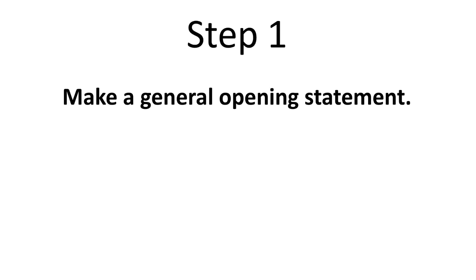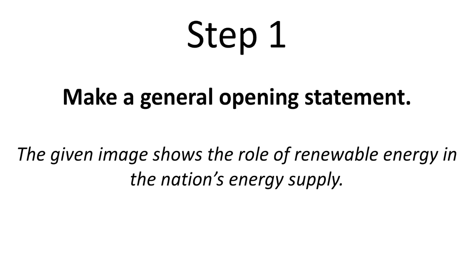So for the image that we just saw, if possible, you will make a general statement like, the given image shows the role of renewable energy in the nation's energy supply. So what you've basically done is you've just read what the title of the image was, and then you have made an overview statement which is very specific, which is good enough for that particular image.